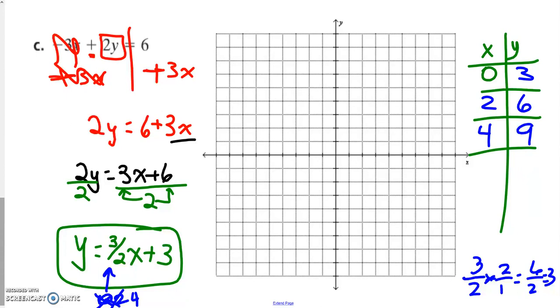So I'm going to walk 0 and climb 1, 2, 3. I'm going to walk 2 and climb 6. I'm going to walk 4 and climb 9. 1, 2, 3, 4. Way up here.